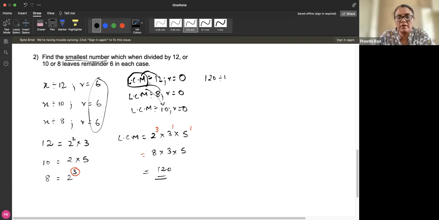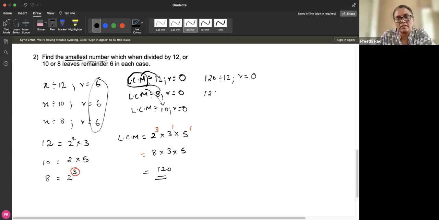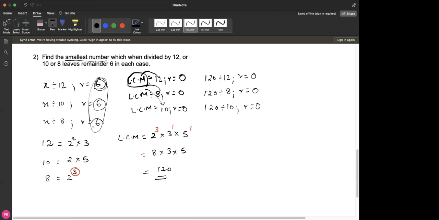So now I know 120 divided by 12, remainder is 0. 120 divided by 8, remainder is 0. 120 divided by 10, remainder is 0. But we need a remainder of 6. Because it is a multiple, we have to add 6. So we should add 6.